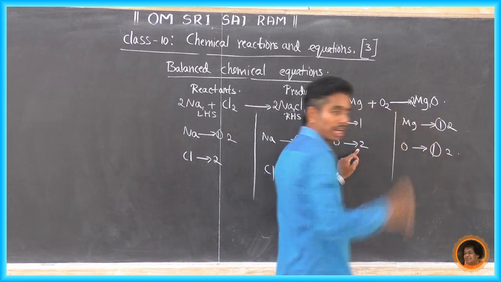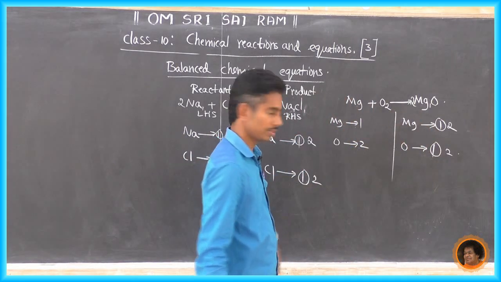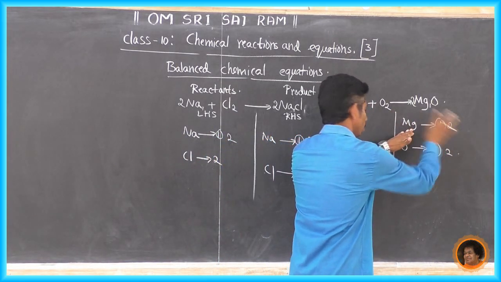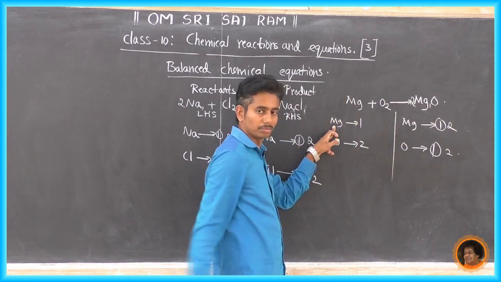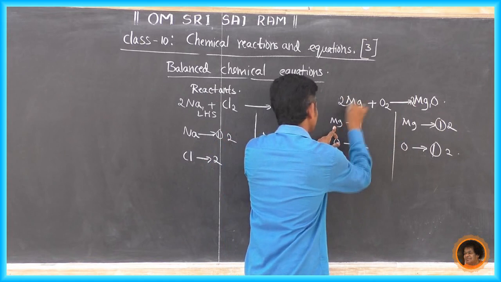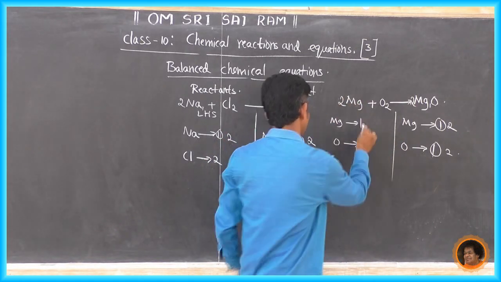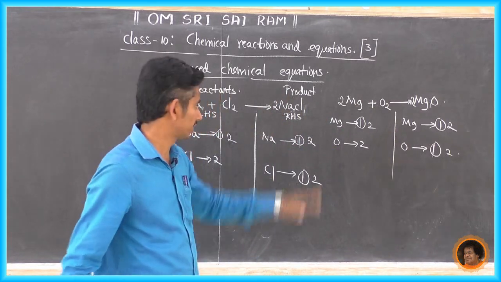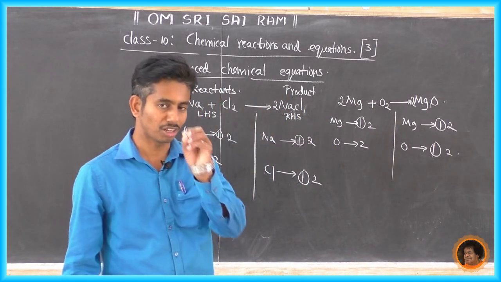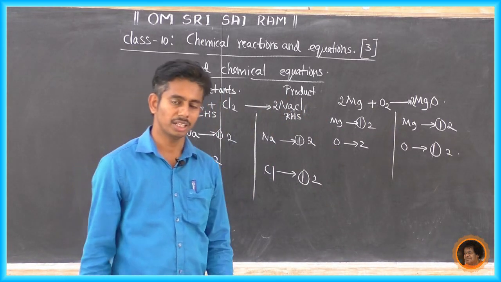Now oxygen is balanced. What about magnesium? In the product part, 2 atoms. In reactant part, only 1 atom. So add 2 here. So 2 into 1, now it becomes 2. Now 2 Mg plus O2 gives 2 MgO. It is also balanced. This is the method of balancing a chemical equation.